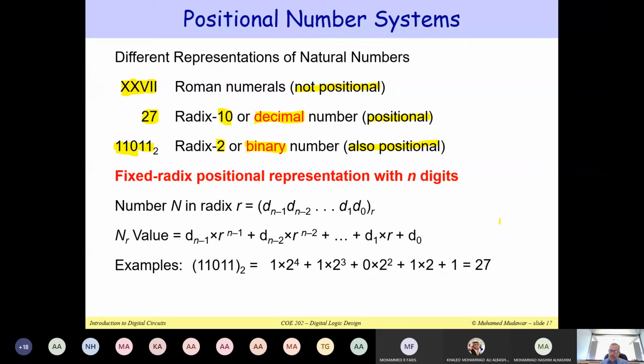Because you can represent big numbers with a few letters. No, we are talking about the decimal number system. Okay, so why did they invent decimal? Why did they not invent binary? To be more accurate.